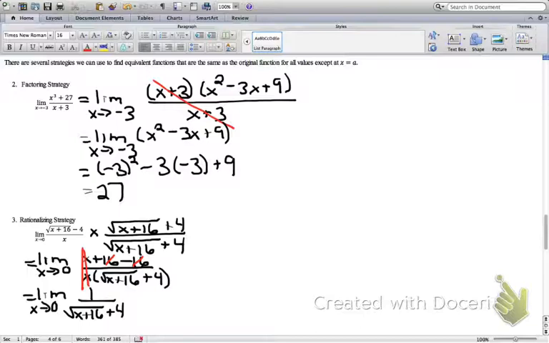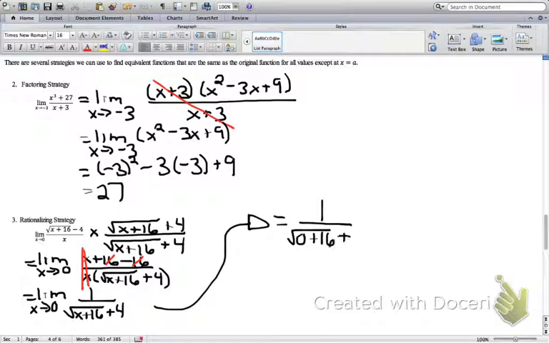And now we can substitute that x value into our equation. So we're just going to have 1 over the square root of 0 plus 16 plus 4. When we evaluate, we're going to get 1/8.